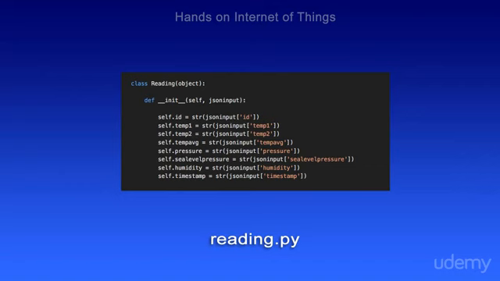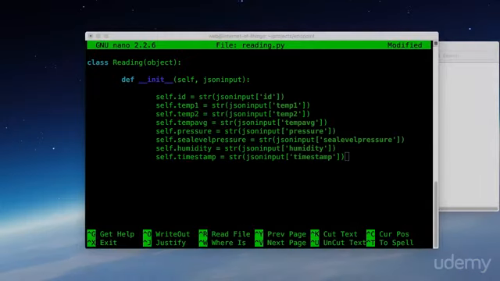Let's create a file called reading.py. This file is going to contain an object called reading. This object will be the container that we use to hold and pass our data around. And here's what we'll put in it. As you can see here, we define an object called reading. It takes JSON input as an object. Then it assigns each of the values in the JSON file that we pass into the values of the reading object.